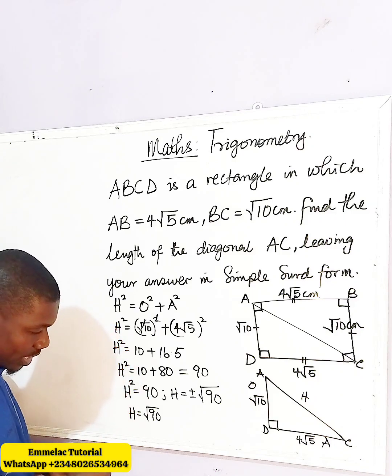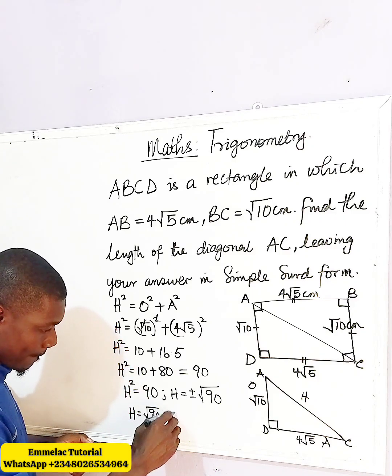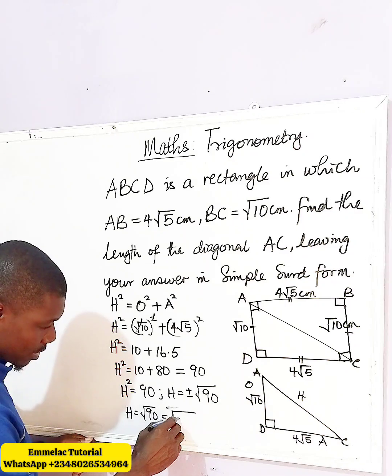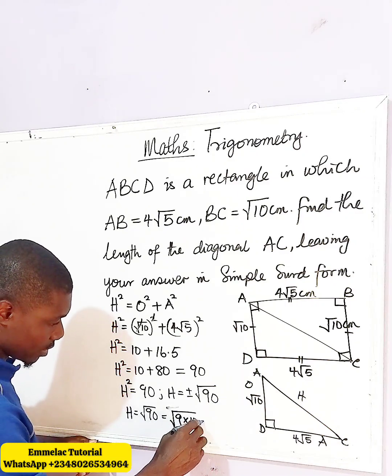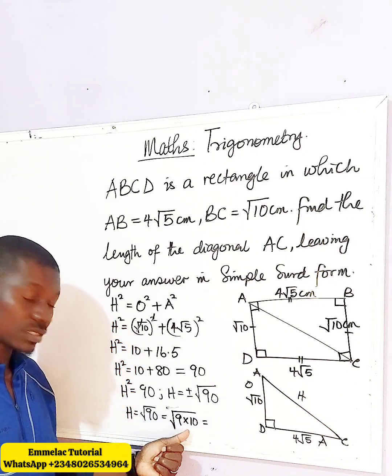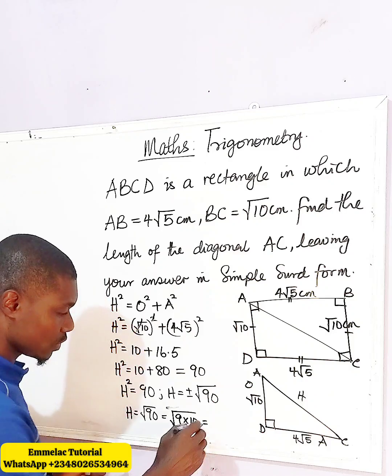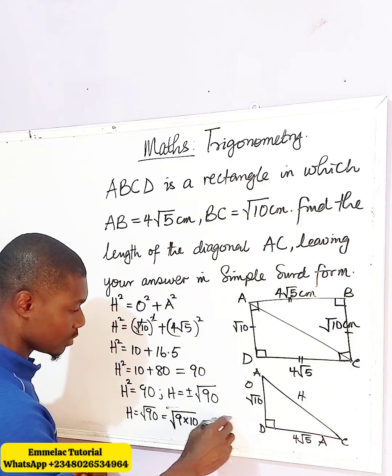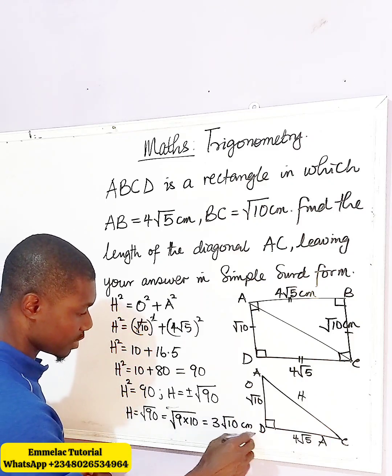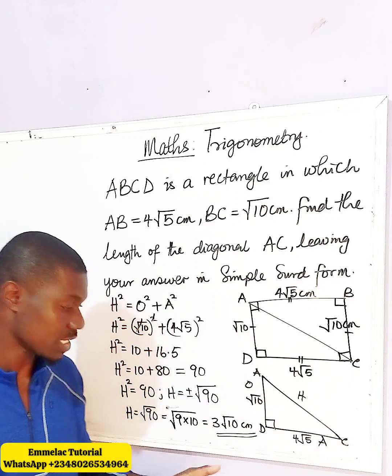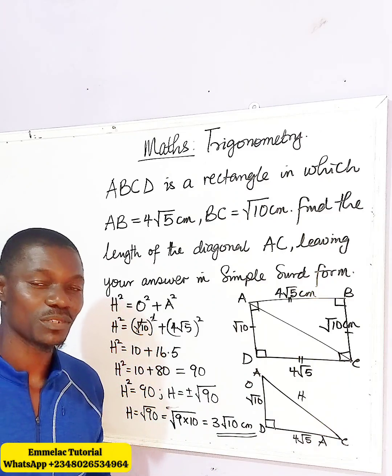Okay, so to that end, this should give us 9 times 10. Okay, and since 9 is a perfect square number, the square root of 9 will give us 3. So here we have 3 root 10 centimeter. Okay, so our h, which is AC, is 3 root 10 centimeter.